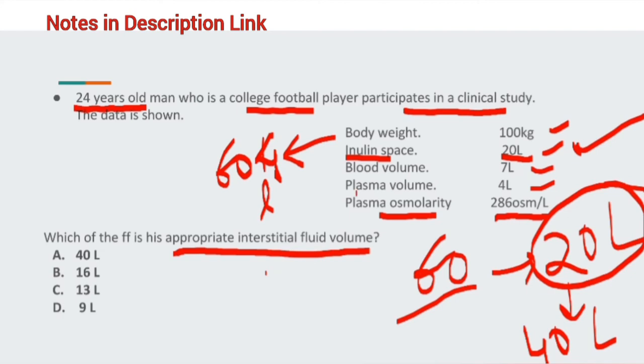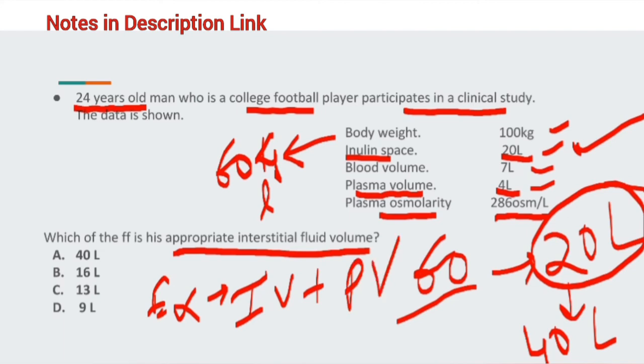So we need to find the plasma volume. Here, 4 liter is the plasma volume of this person. The extracellular fluid consists of interstitial volume plus plasma volume. So plasma volume is already 4, and the extracellular fluid is 20 liter. It means that the interstitial volume is 16 liter. Thank you.